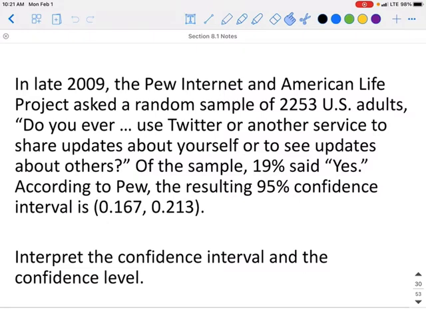For the confidence interval, we would say we are 95% confident that the interval from 0.167 to 0.213 contains the actual proportion p of U.S. adults who use Twitter or other services for updates. Our confidence level says that in 95% of the possible samples of 2,253 U.S. adults, the resulting confidence interval would capture the actual population proportion of U.S. adults who use Twitter or another service for updates.